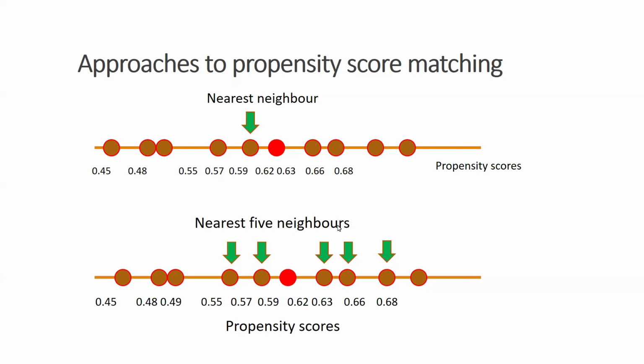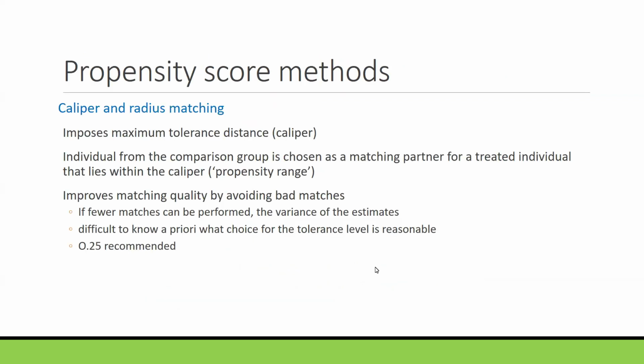But sometimes one individual may have multiple neighbors, as I said. If you want to have multiple controls, you can also extend to your neighborhood and see your comparison group and then estimate the average difference between the two.